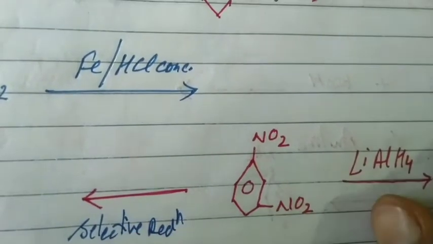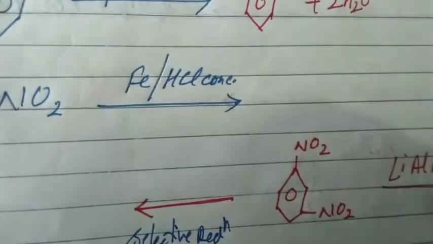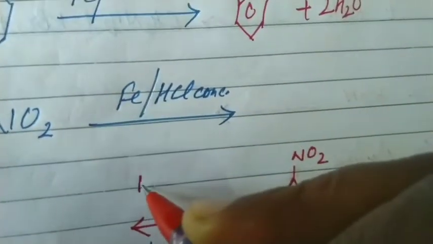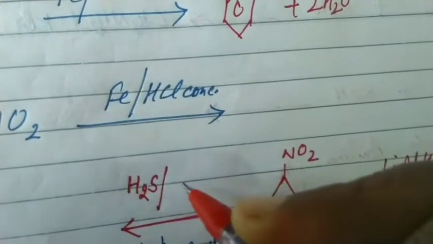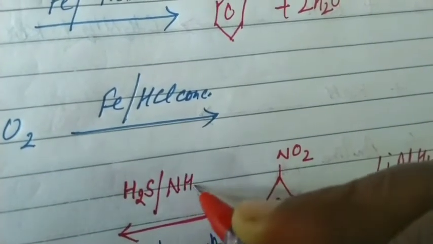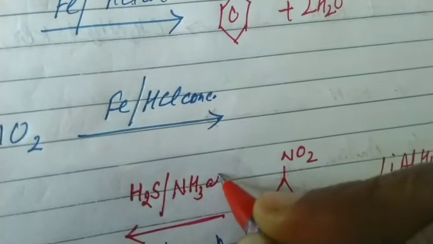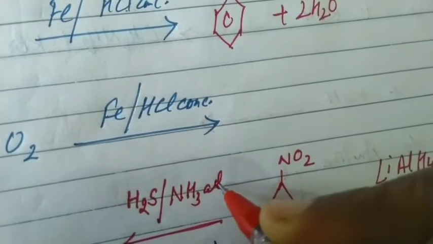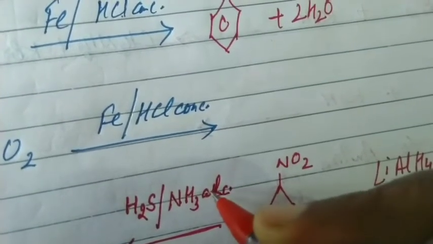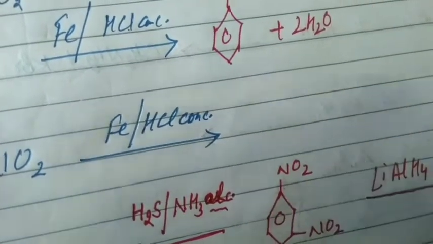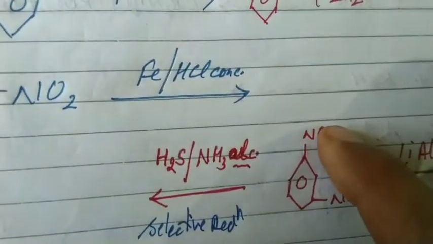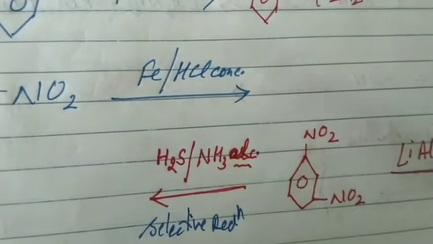And selective reduction is achieved in the presence of hydrogen sulfide. Only you have to mention this one. In the presence of hydrogen sulfide in aqueous or alcoholic ammonia. If we go by this route, use hydrogen sulfide in aqueous or alcoholic ammonia. ALC means alcoholic. What will happen? One nitro group is protected and the second will reduce to amine.